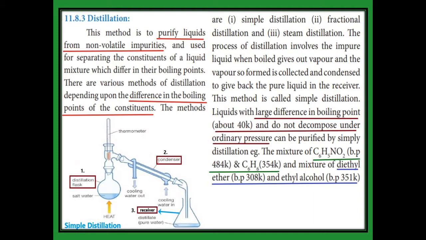And the third part is the reservoir. First of all, the liquid is heated. The liquid is changed into vapor. That vapor moves to the side tube, which is called the condenser. In that, the vapor is condensed to give the liquid. That liquid is received in the conical flask, which is called the reservoir. So there are three parts in the distillation process.